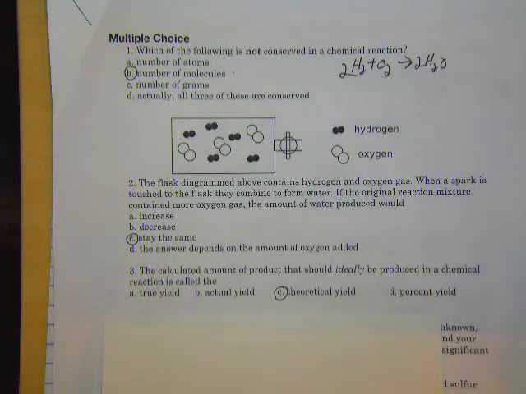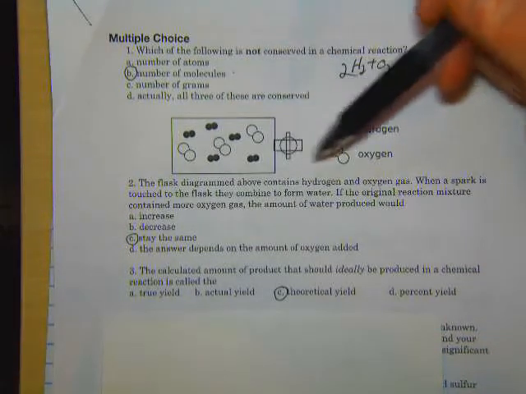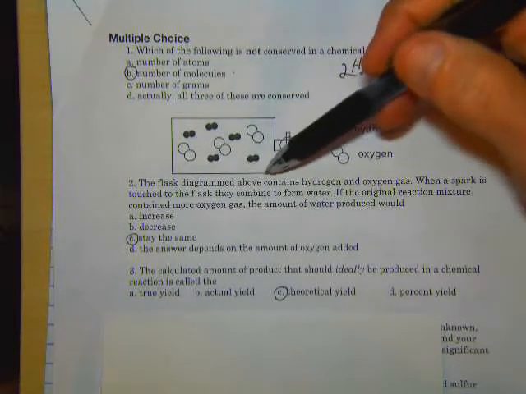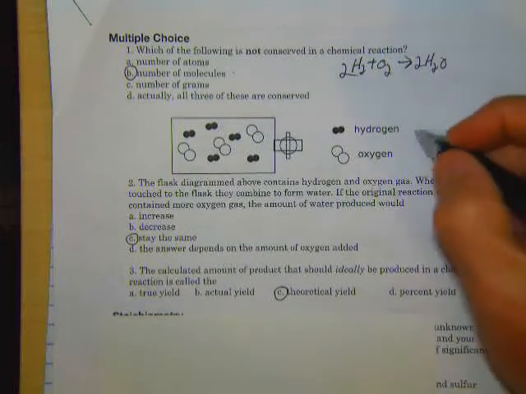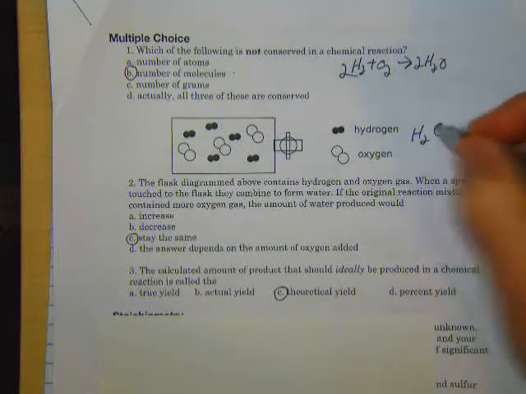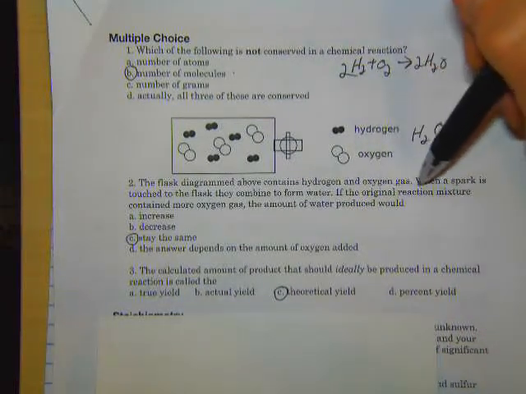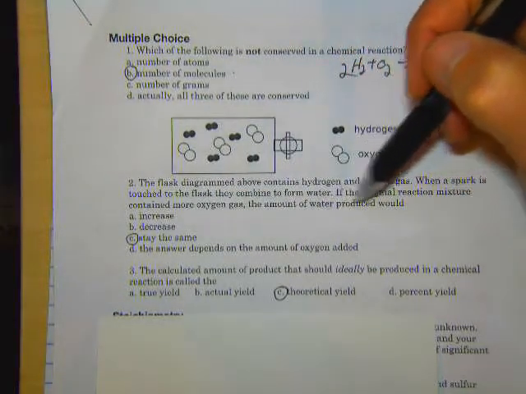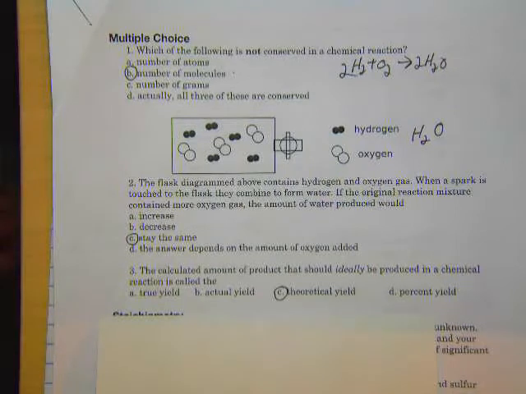And with number 2, we can go right along with it. The flask diagram above contains hydrogen and oxygen gas. When a spark is touched to the flask, they combine to form water. So we know we're going to get H2O. If the original reaction mixture contained more oxygen gas, the amount of water produced would, and we got to decide, stay the same, increase, decrease, or depend on the amount of oxygen added.